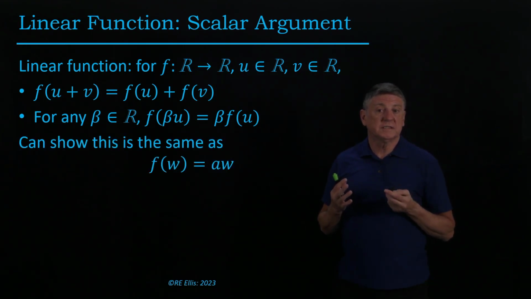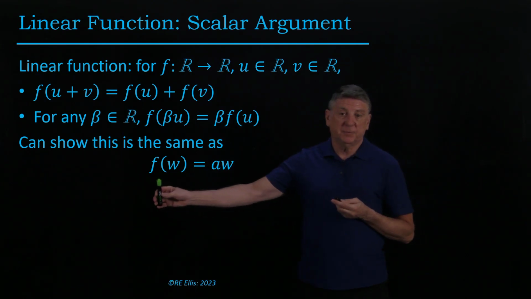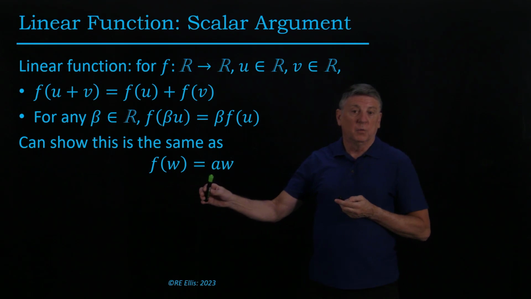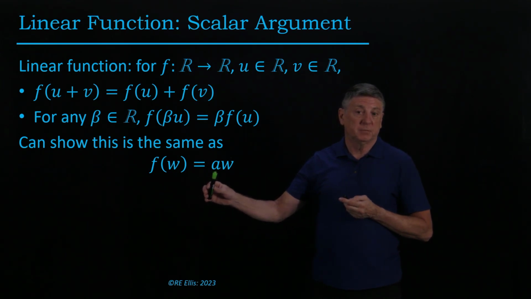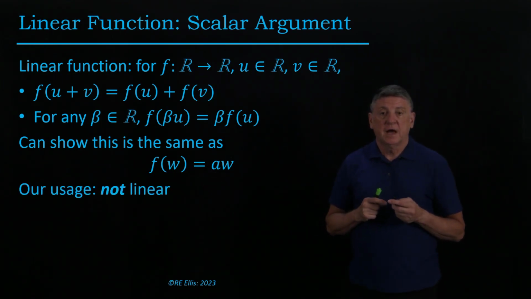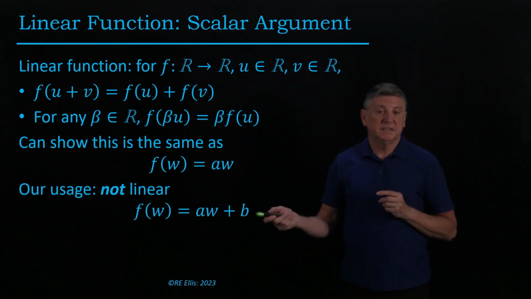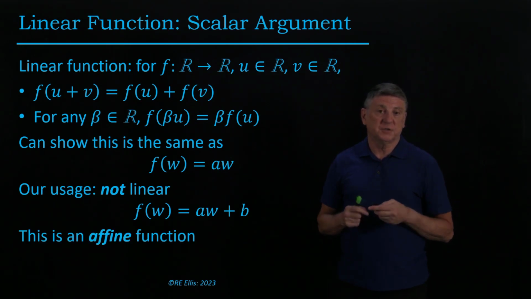We can show that this is the same as if we take any w that's a real number and we map it. What we're doing is we're multiplying it by some real number a. In our usage, something that is not linear is this. This is sometimes called a line, but we'll call it an affine function when we need to.